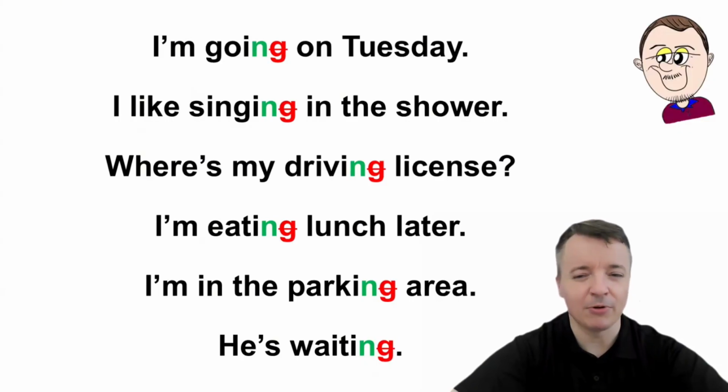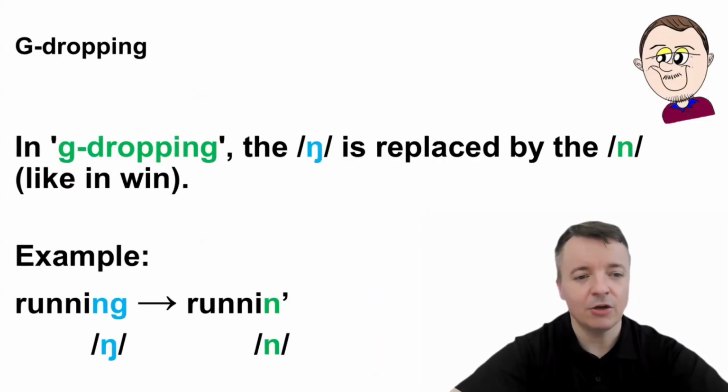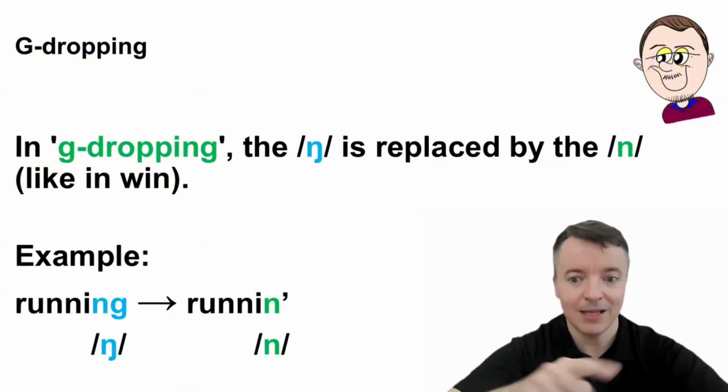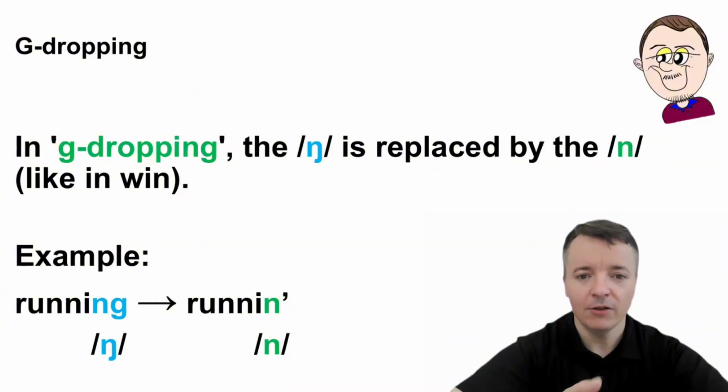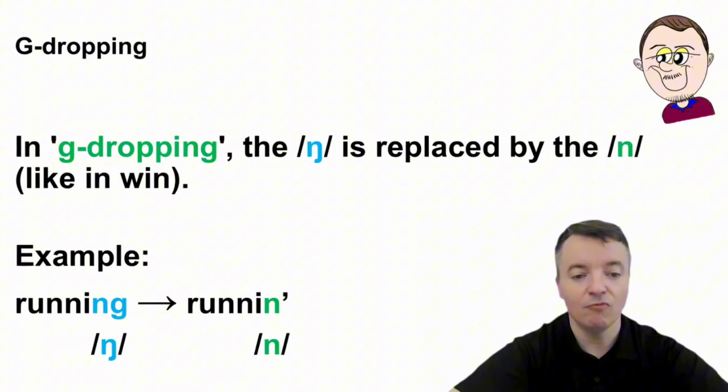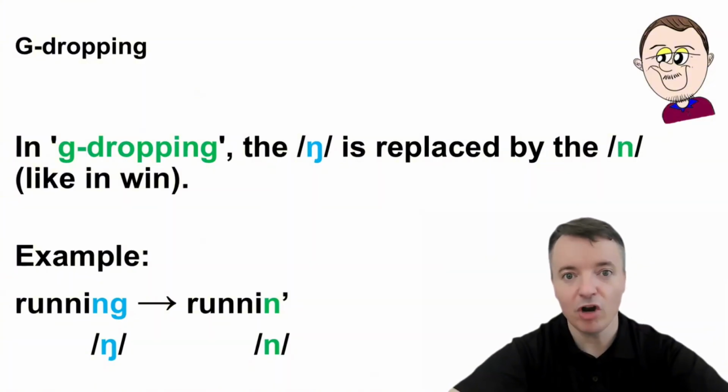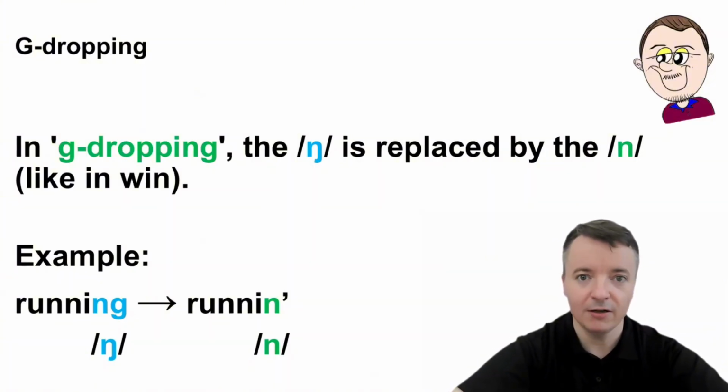So, why does this happen? Let's get into it. In G dropping, that symbol there, the "ng" is replaced by the "n" sound. Like for example, win, on, fun, and the "ng" like sing, running, going. So the "ng" is replaced with "n"; the G kind of disappears. Running becomes runnin'.